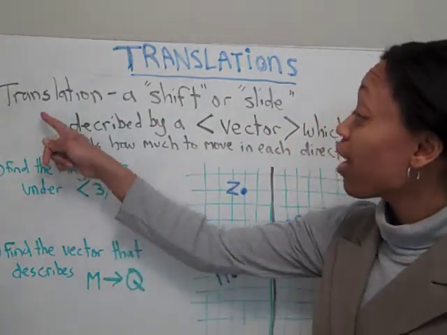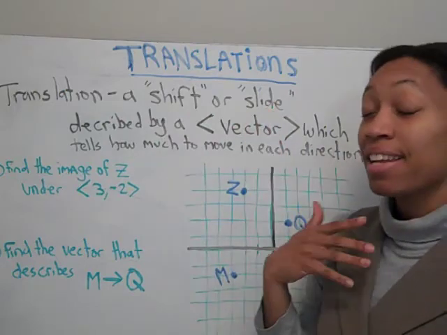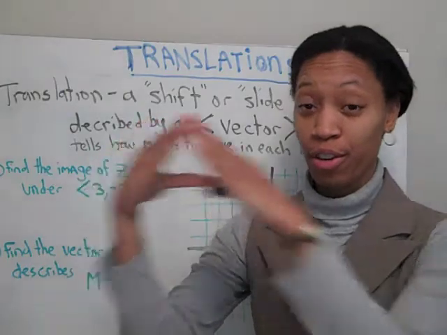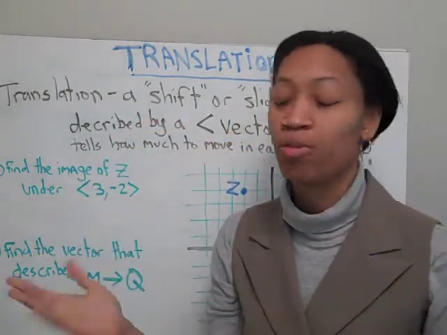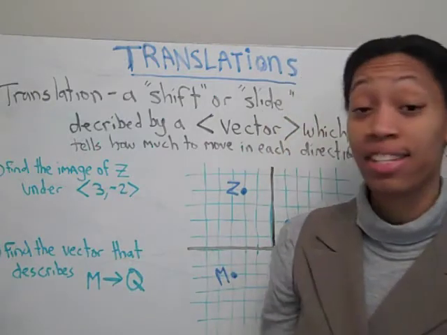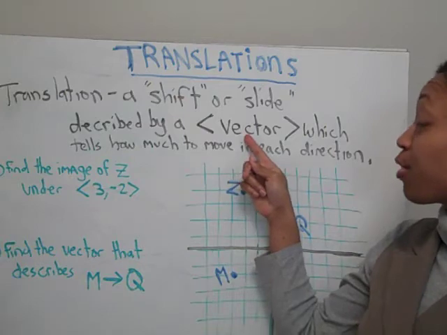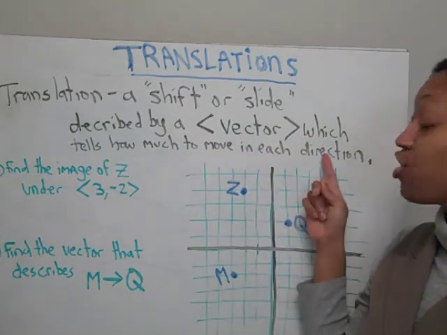Translations first. A translation is a shift or a slide, and so a translation takes your original thing and it moves it over. Or it could move it diagonally, but after it moves it's the same shape, only it's moved over. Now translations can be described by a vector, which tells how much to move in each direction.